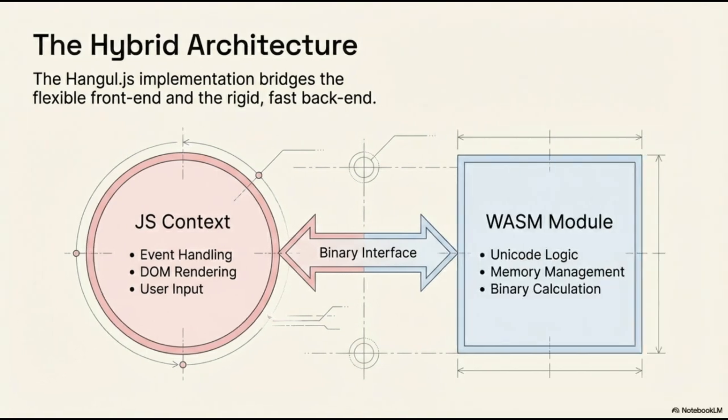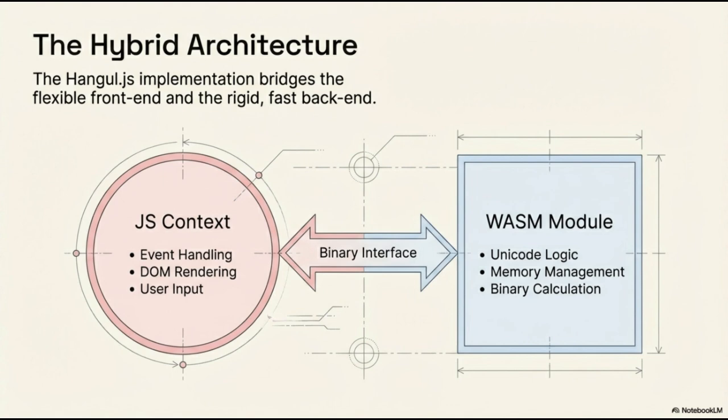The Hangul.js architecture is designed as a hybrid system that bridges a flexible front-end with a high-performance back-end. On the left, the JavaScript context manages dynamic operations such as event handling, DOM rendering, and user input, ensuring a responsive interface.